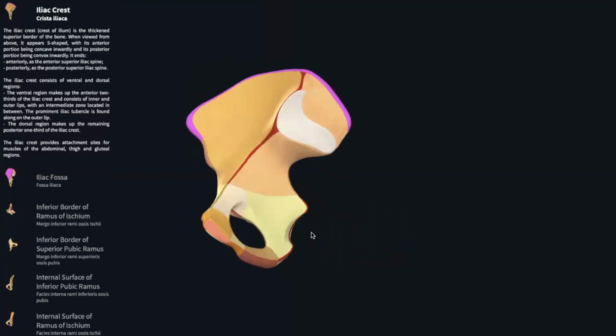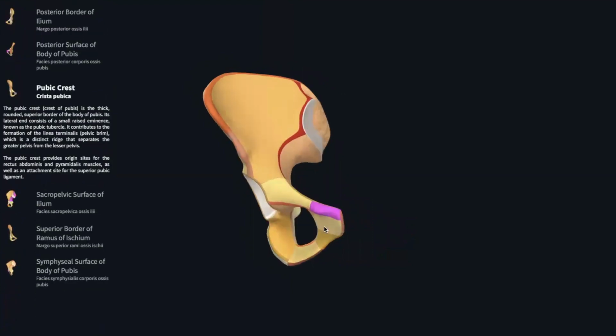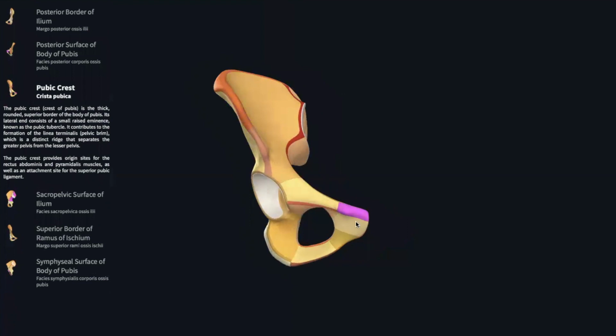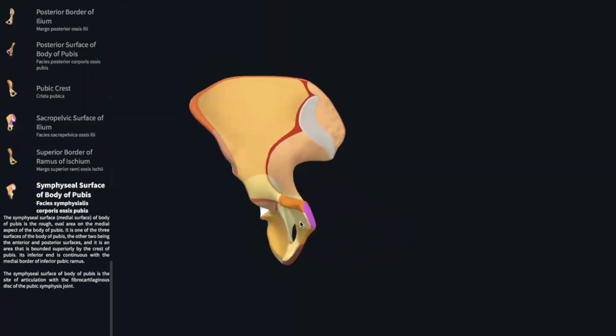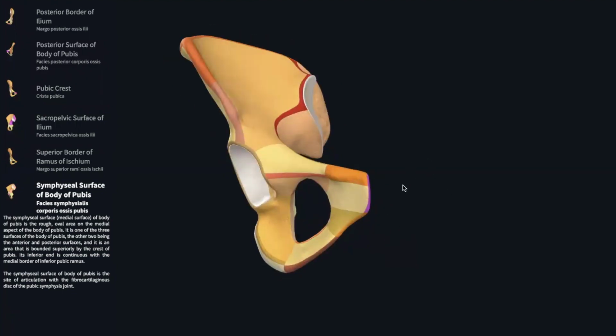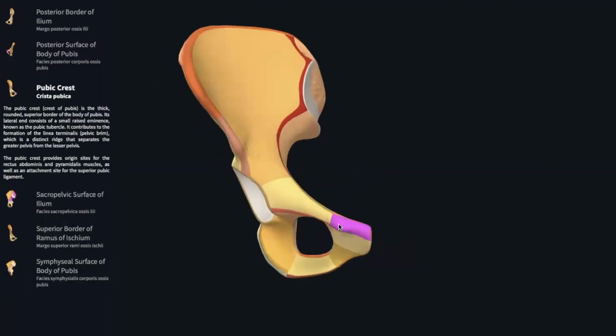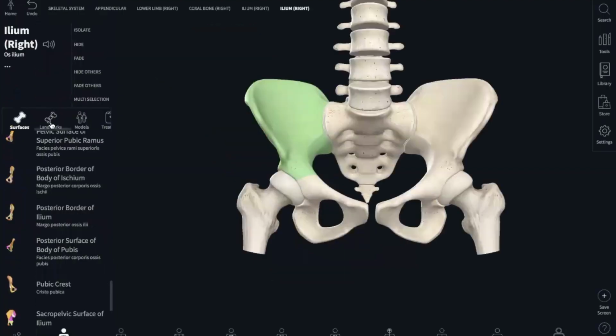Next, as we move down, we have the pubic crest and the pubic symphysis, which is over here. The symphysis of the pubis is basically the area where the left and the right pubis connect, and it's kind of like a joint with a fibrocartilaginous disc in between that basically just holds your pelvis together so it doesn't explode. And the pubic crest is the area just lateral to it with this little bumpy bump. And that's basically it for surfaces.